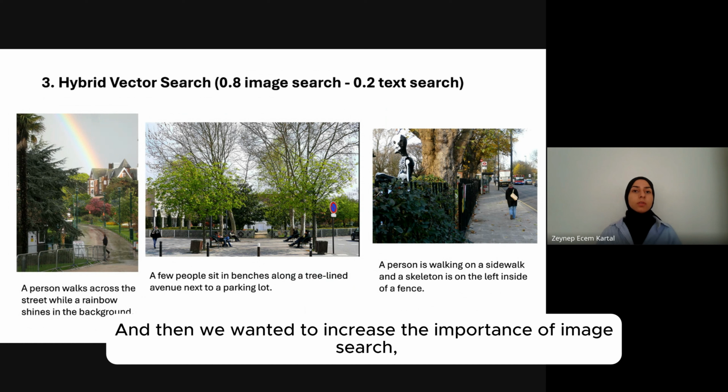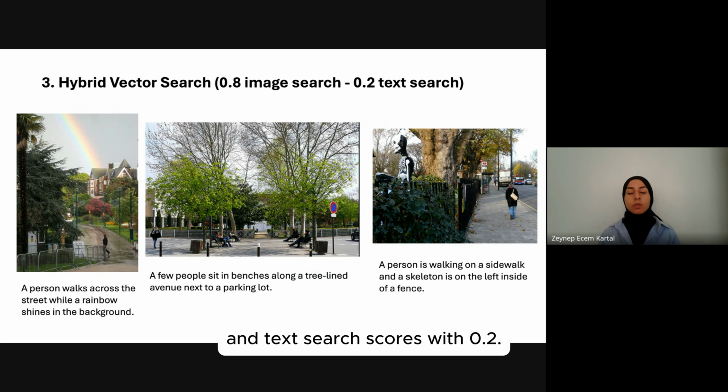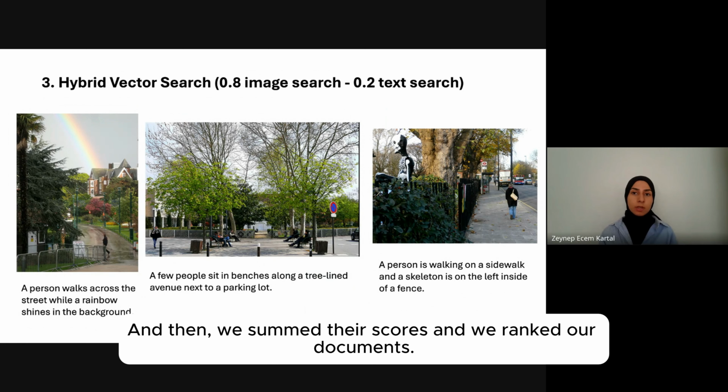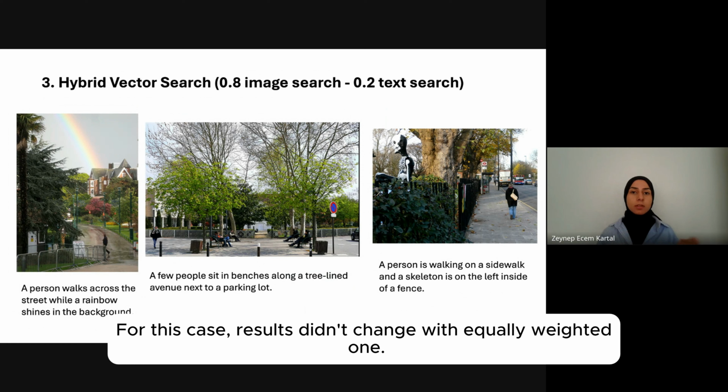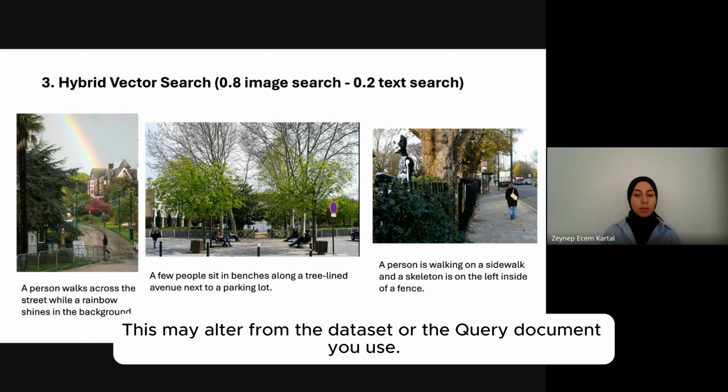And then we wanted to increase the importance of image search. So before summing them, we multiplied image search scores with 0.8 and text search scores with 0.2. And then we summed their scores and re-ranked our documents. For this case, results didn't change from the equally weighted one, but this may change. This may alter depending on the data set or query document you use.